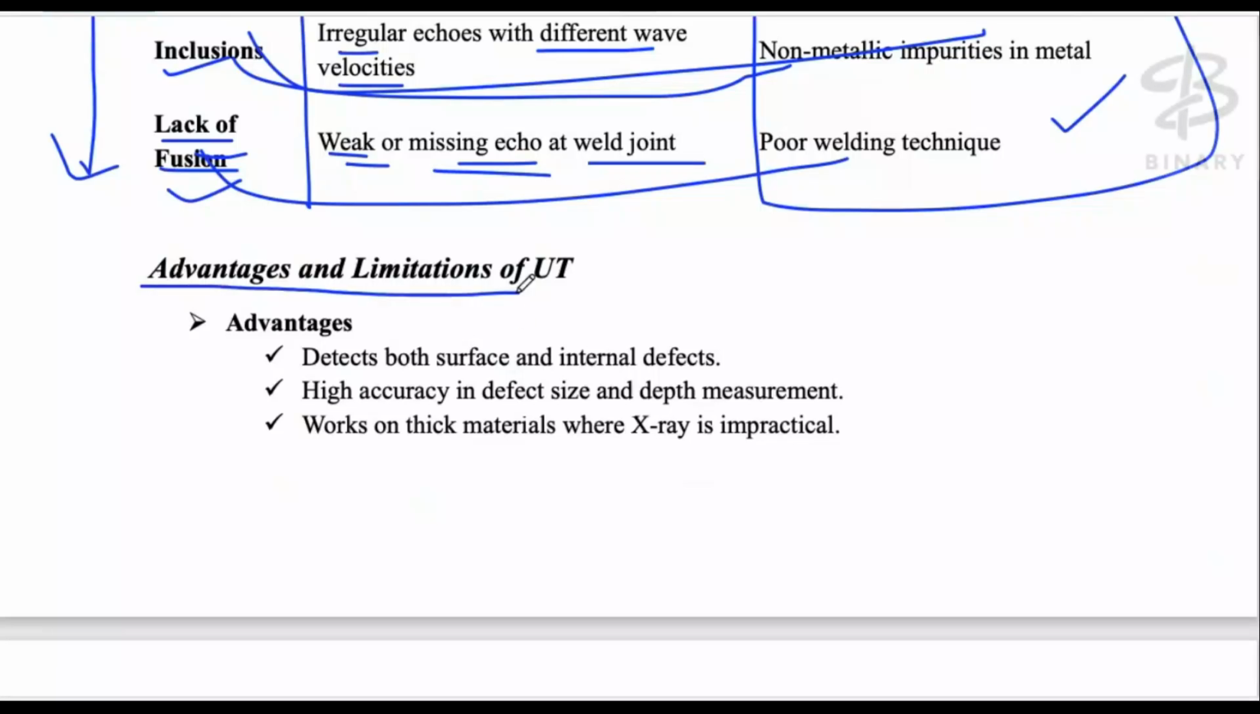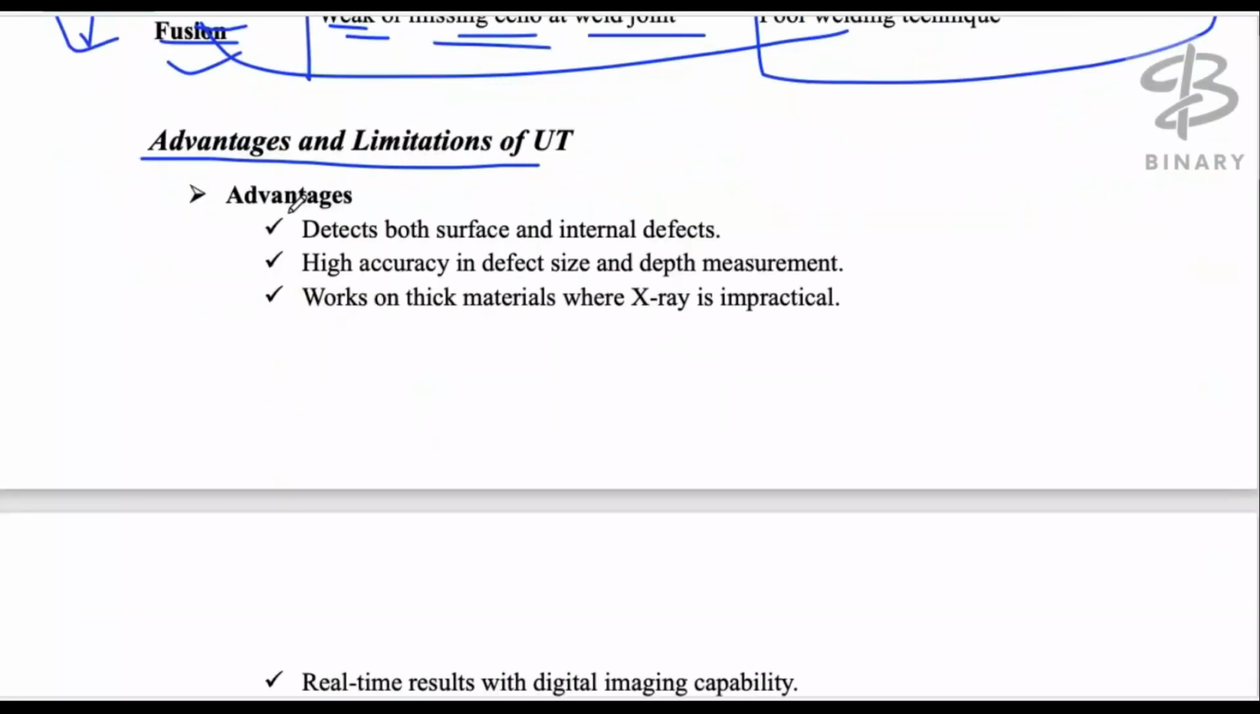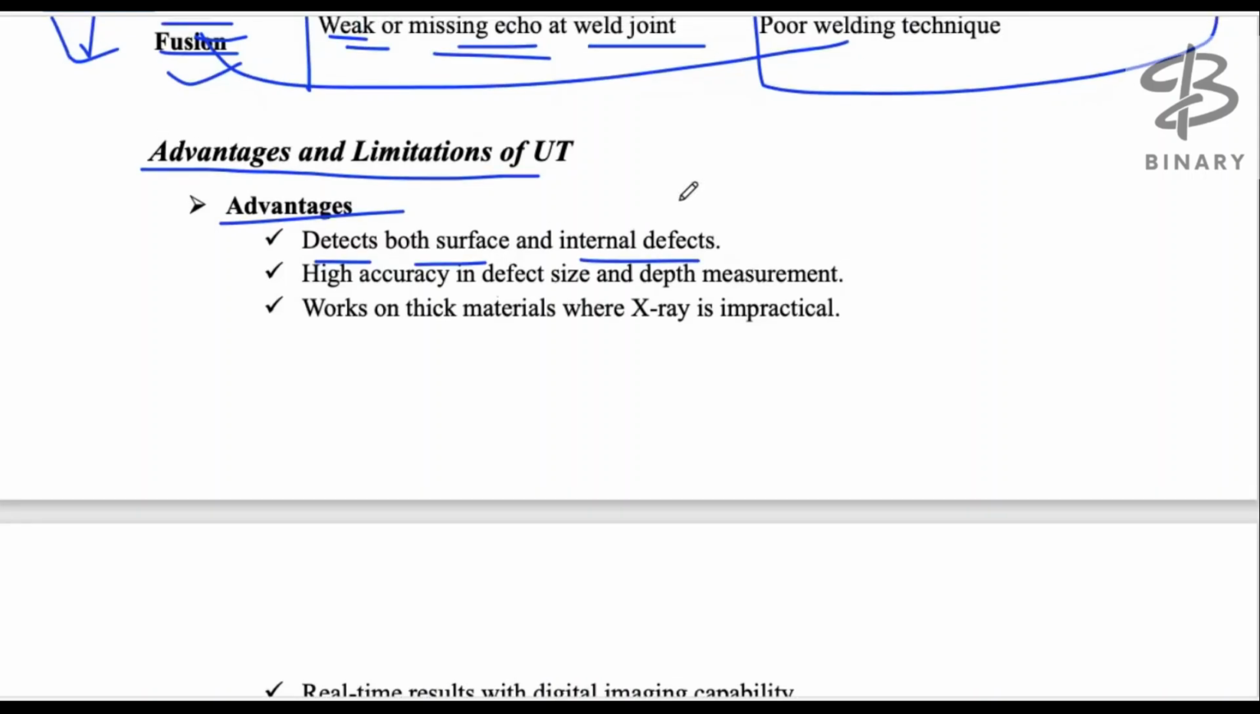Now, the advantages and disadvantages of UT. The advantages are what? They detect both the surface and internal defects. That is very good. Okay, for the high accuracy in defect size and depth measurement. So here, the accuracy of defect size is good, and also the depth measurement is also good.